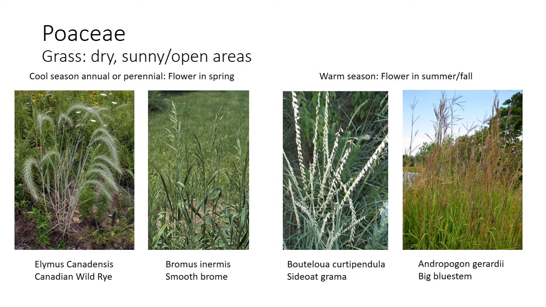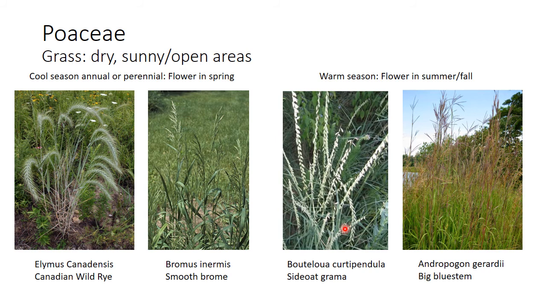Here's just a couple of different grasses that are commonly found. One easy thing to do is to note where you actually found the specimen that you're looking at. Grasses are usually going to be in more dry, open, sunny areas. Here you can see some cool season grasses, or grasses that flower more in the spring. We have Canadian wild rye, and you can see the clear spike here. It's often what people think of. And then smooth brome with more of a panicle.